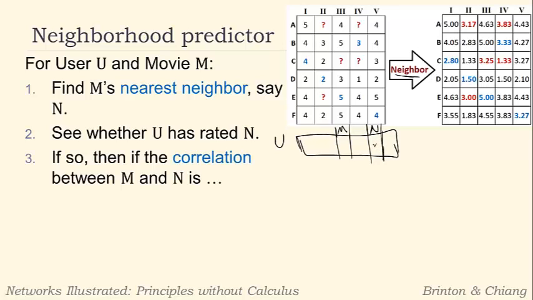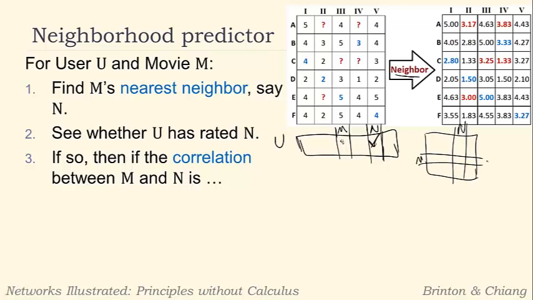If he has, so we'll say that he has. If he hasn't, then you just keep the rating the way it is and you don't change it at all. But if he has, then you ask yourself the next question. Then you look at the table of correlations between movies and movies. So you look from M to N, and you try to see what that correlation value is.